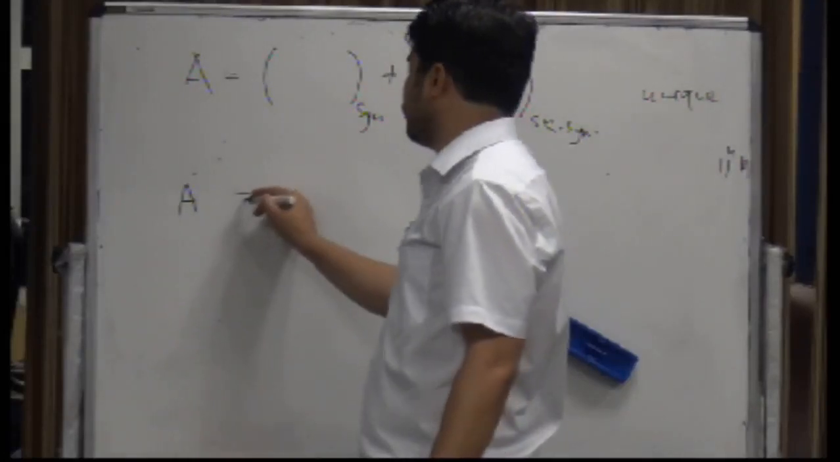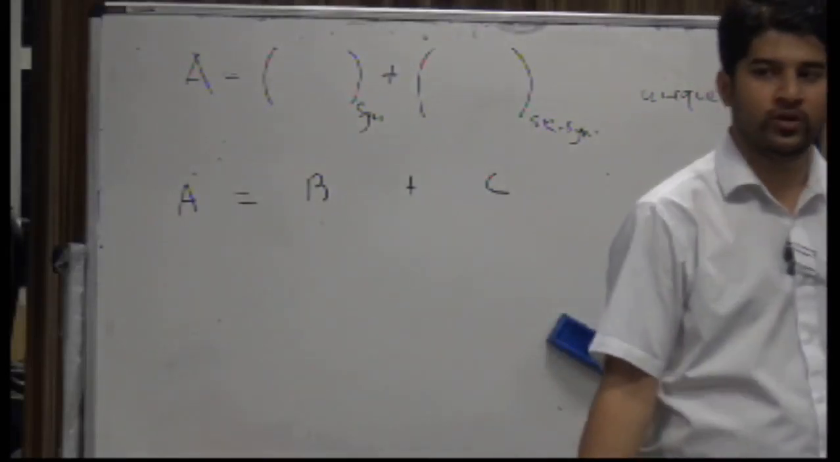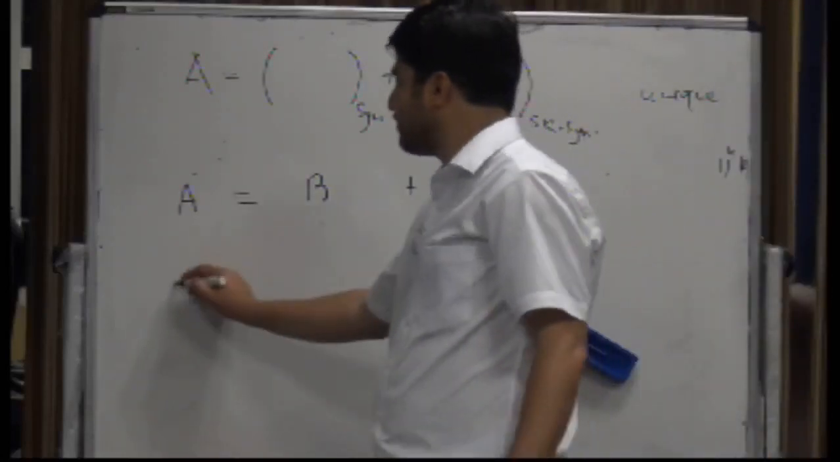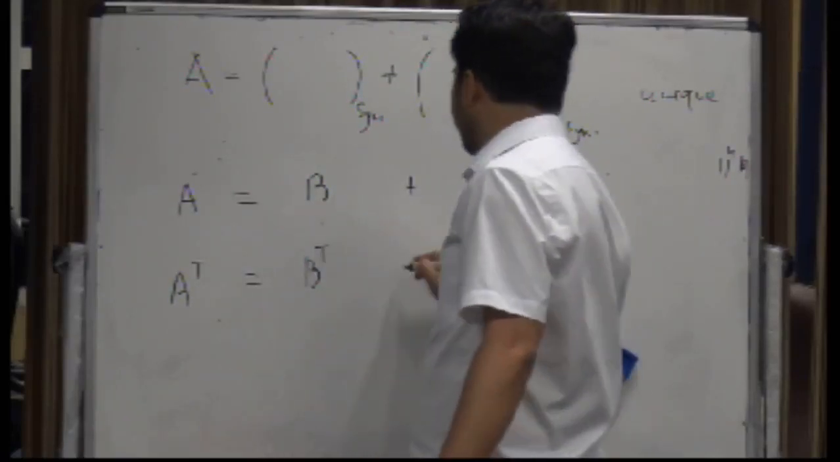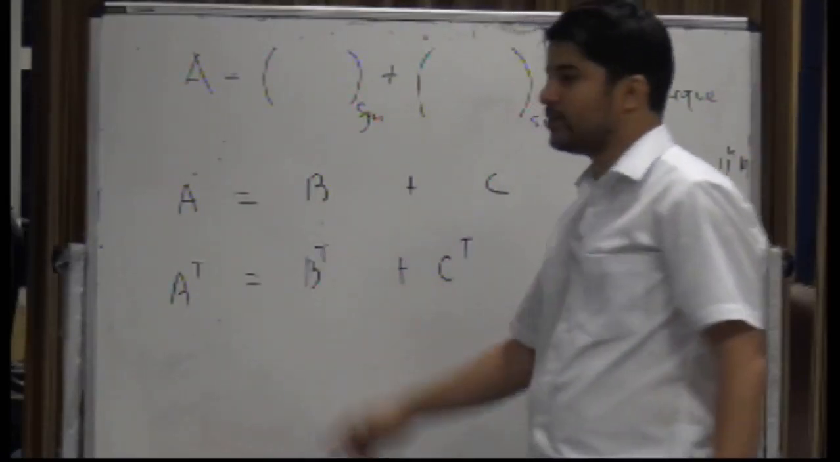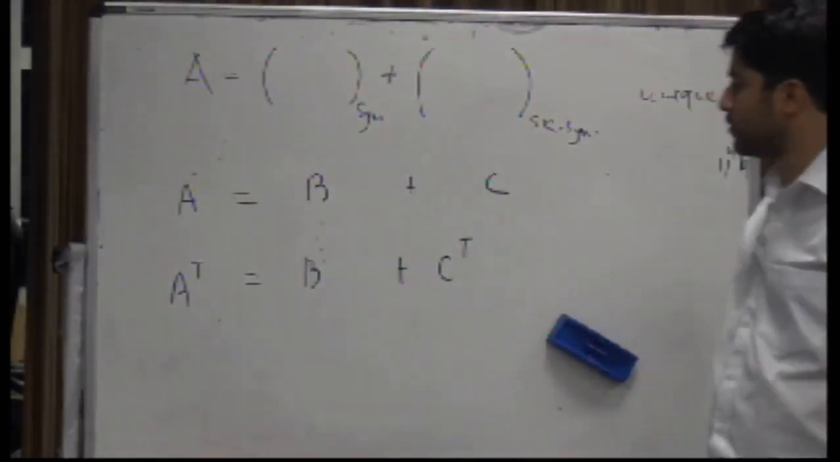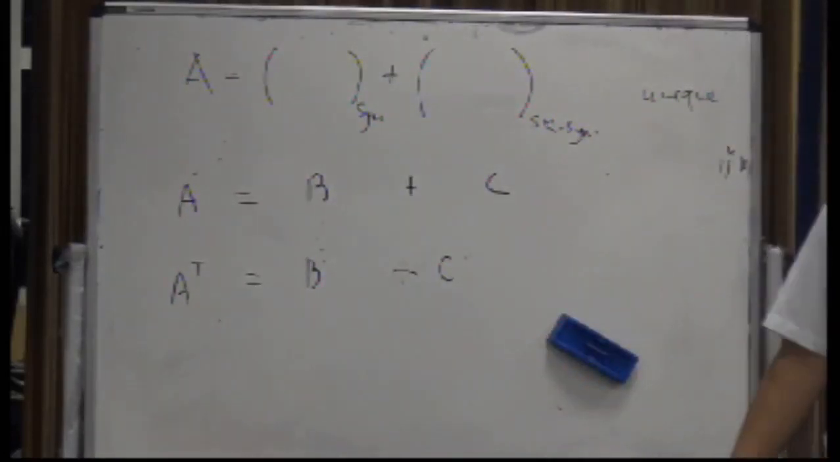A is equal to B plus C, which means you understand that B is symmetric and C is skew symmetric. The question is what is B and C? That is the whole question. Now again you are going to take the A transpose is equal to B transpose plus C transpose. And what is B transpose going to be? B. And what is C transpose? So the idea is to get B and C.